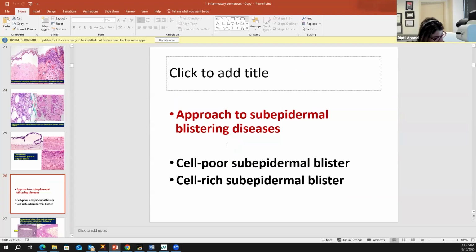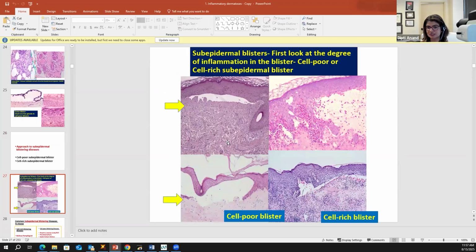So when you are looking at a subepidermal blister, it's the most easily recognizable blister, right? It's a blister right beneath the epidermis. The approach to it is what you need to memorize. The first thing to look at is, is it cell poor or cell rich? And this distinction is absolutely important. So what do you mean by cell poor? Cell poor means there is no inflammation, but blood doesn't count, okay? So hemorrhage is often seen, and it could be procedural. So with or without the blood, if there is no inflammation, it is cell poor. But if you do see inflammation, it is a cell-rich subepidermal blister.